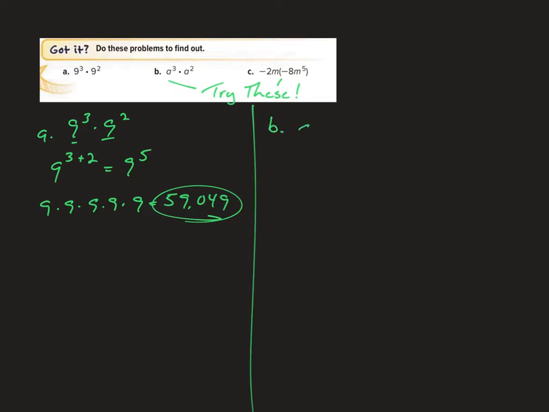For B, we've got a to the 3rd times a squared. Our like base is a, so we could rewrite that as a to the 3 plus 2, which would simply be a to the 5th.